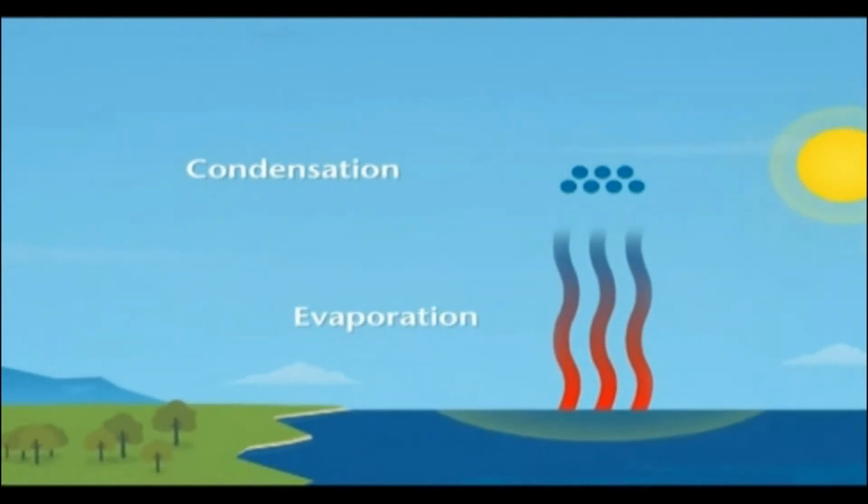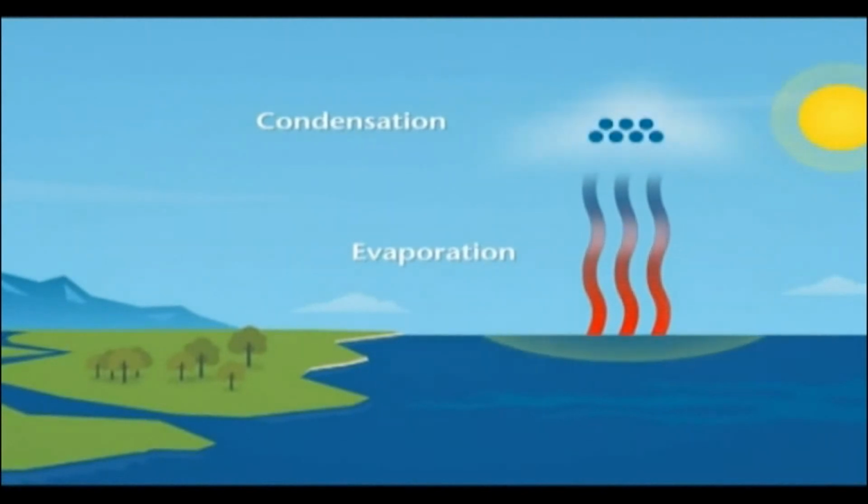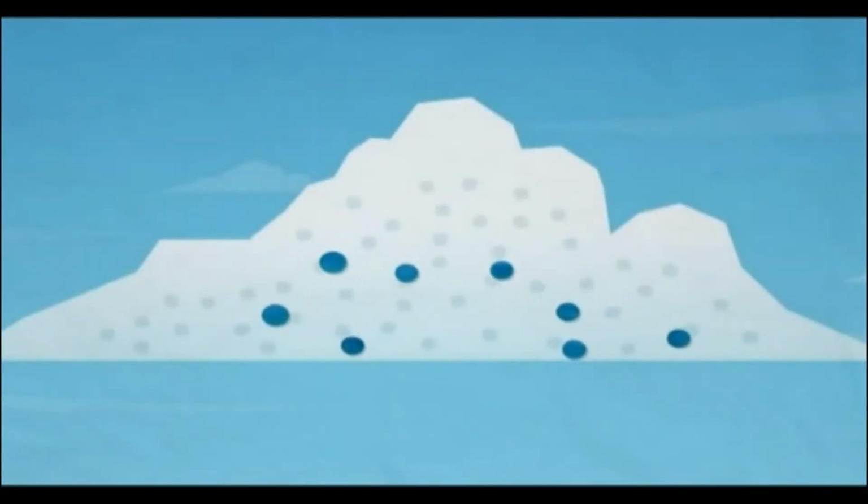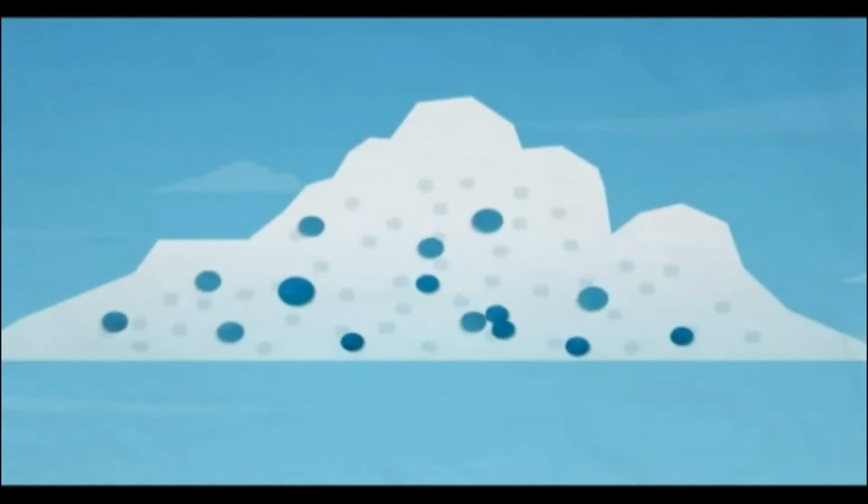Most of the condensed water in clouds does not fall as precipitation because their fall speed is not large enough to overcome updrafts which support the clouds.